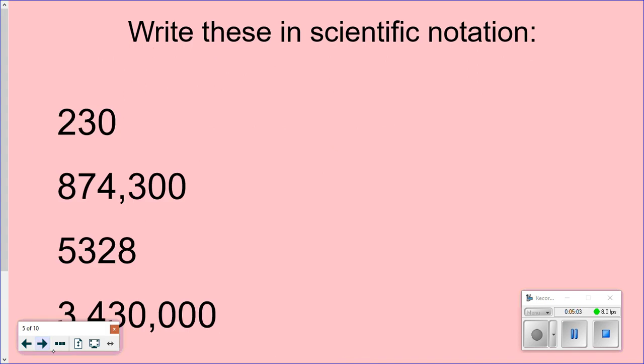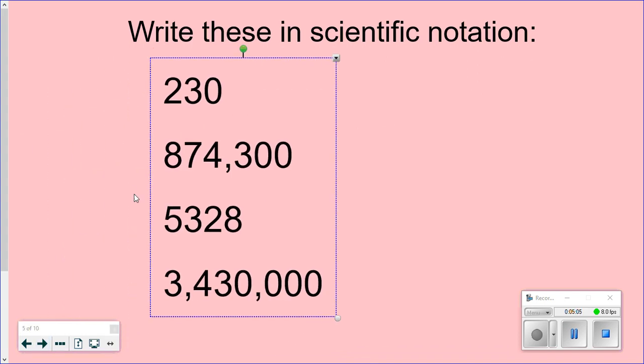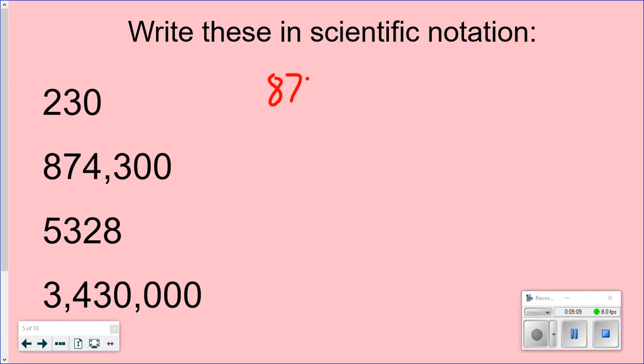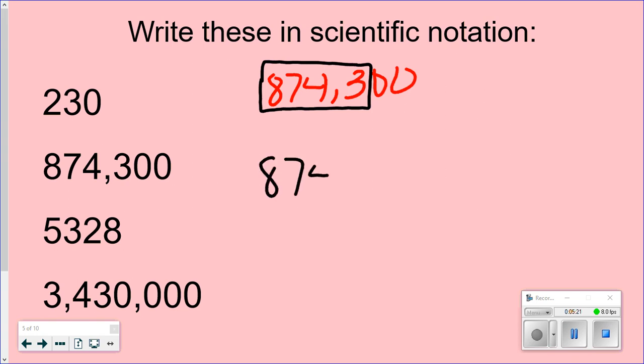Let's write this number. Okay, I'm going to write 874,300 in scientific notation. First step I have to do is find my real numbers at the beginning of this number. Okay, I have 8, 7, a 4, and a 3. Where am I going to put my decimal to make this number between 1 and 10? It's going to go right here.